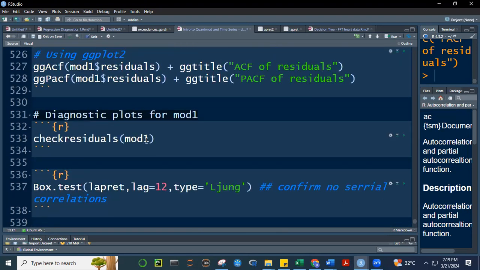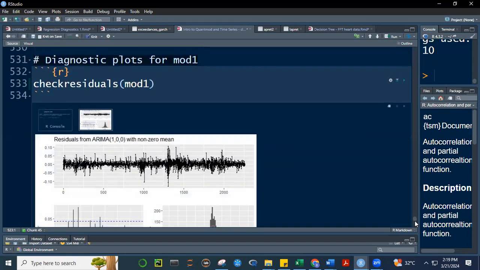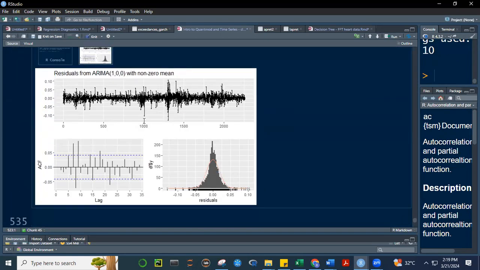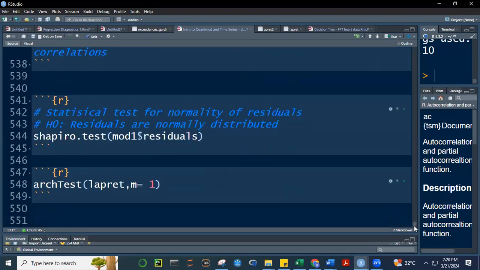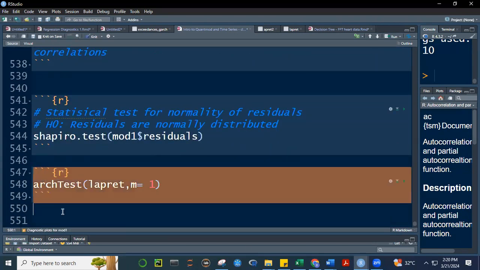And then this one is very important, class, no? Check residuals natin si mod 1. Okay? And it will give us 3 plots, very important plots. Okay. Ito yung plot ng residuals natin, class. Ito yung ACF, tapos ito yung distribution. Kung normally distributed ba siya or not. Okay? So lastly, class, ito. No? Let me share this with you. Last.